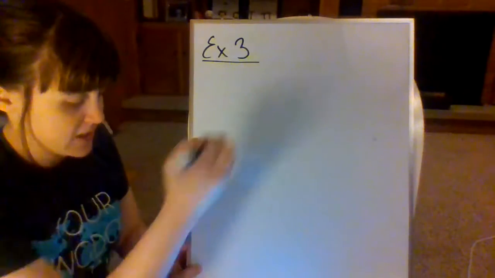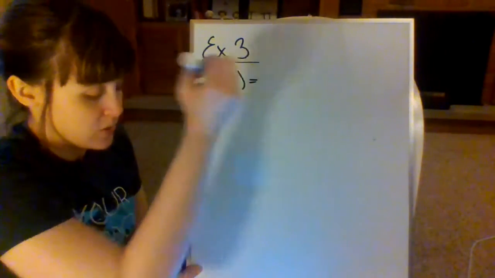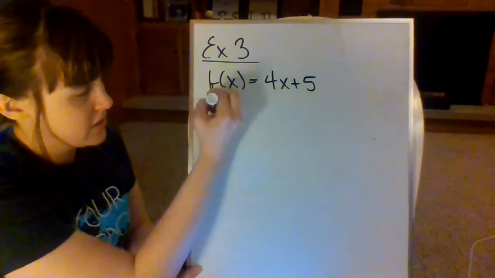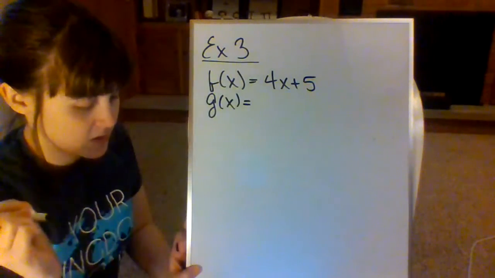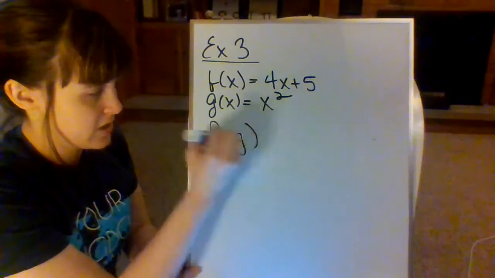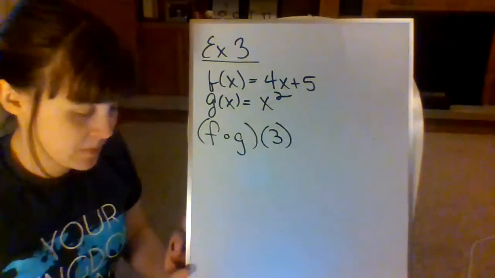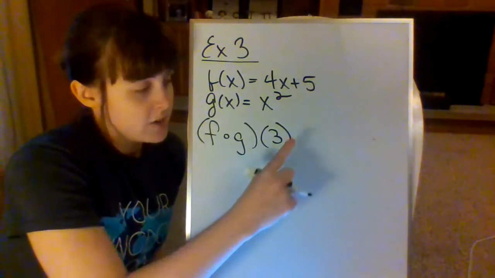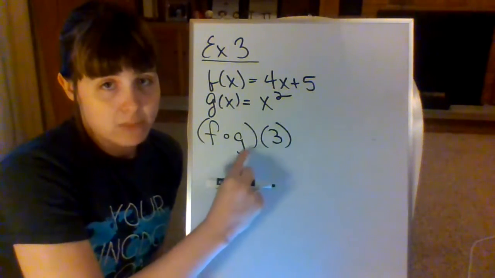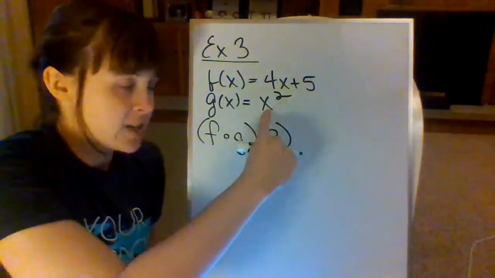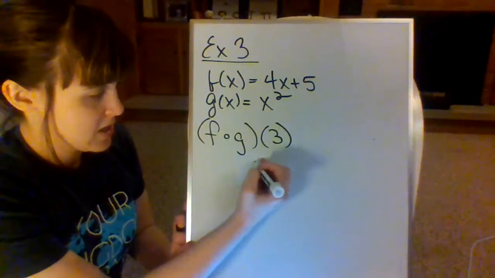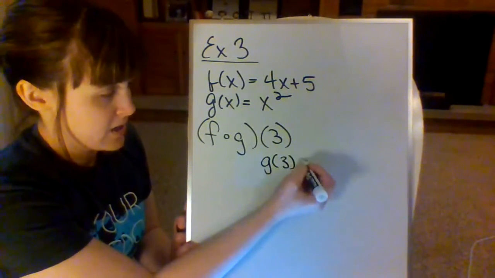Example 3 says f of x equals 4x plus 5 and g of x equals x squared. We are supposed to find f composed with g of 3. When this happens, you can take 3 and plug it into the g function first. That's what I would do. So if we take 3 and put it right here, what is 3 squared? 9. So g of 3 is 9.